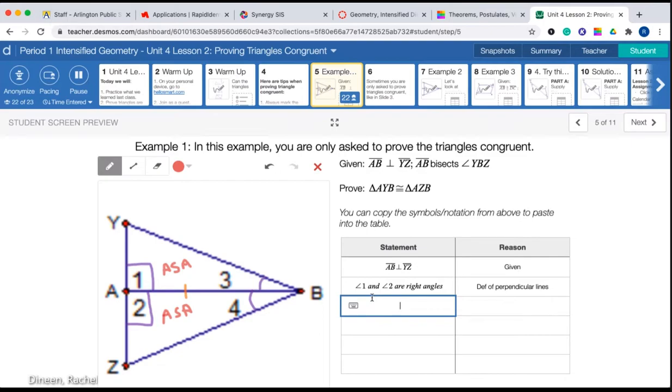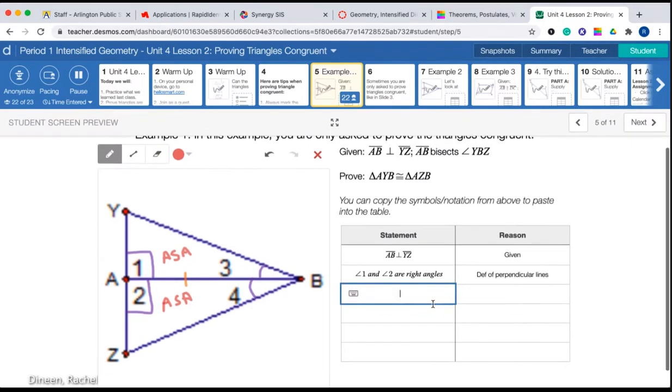All right. So if angle 1 and angle 2 are right angles, then we can say that they are congruent, right? So angle 1, I'm just going to copy this congruent symbol, is congruent to angle 2. Definition of right angles. So there I have an angle. So I'm going to put an A in parentheses. And now let's look at the side.